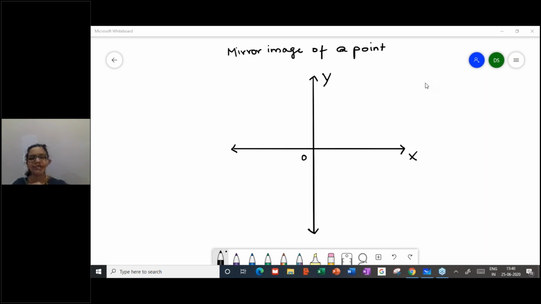Okay, so we'll move on to the next concept, which is the mirror image of a point. So they might give you a point. Let's just consider the same one which I have been considering throughout. Okay, a point P (3, 2). So I'm going to mark units.